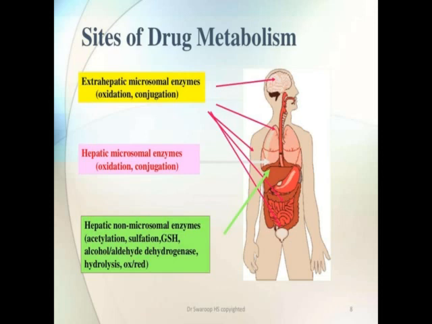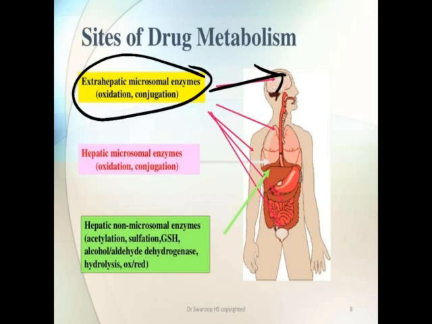Extra hepatic, other than the liver, for example the brain, is where extra hepatic microsomal oxidation and conjugation reactions can take place. In the liver, hepatic microsomal enzymes are there, and non-microsomal enzymes are also present. So there are different sites of drug metabolism, generally classified into two parts, hepatic and extra hepatic. Hepatic means in the liver, extra hepatic means if the metabolism of the drug takes place other than the liver, we call that part extra hepatic regions.